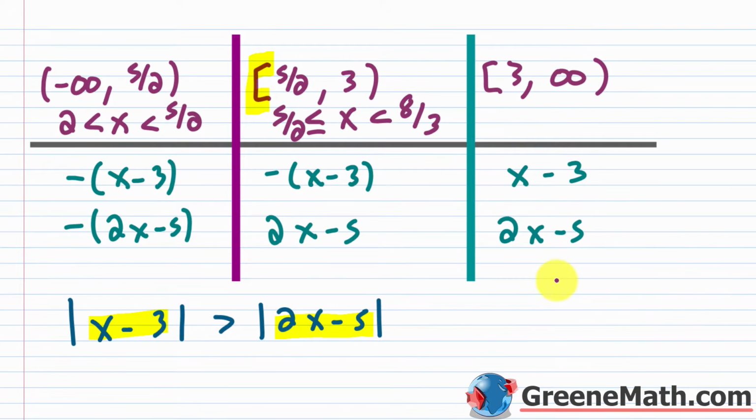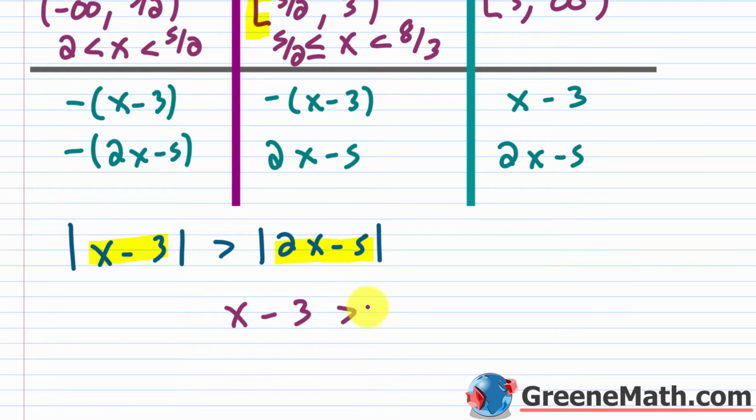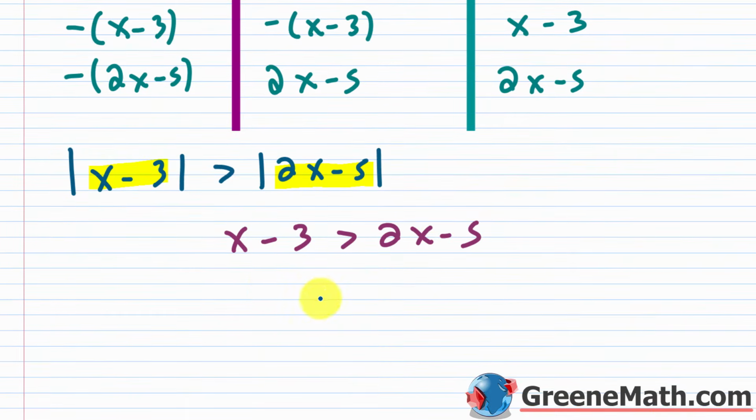So here, everything is going to be non-negative. So this is 0 or positive, and this guy right here would be positive, right? So I can just drop the absolute value bars and just solve x minus 3 is greater than 2x minus 5. So what we'll do is add 3 to both sides of our inequality.